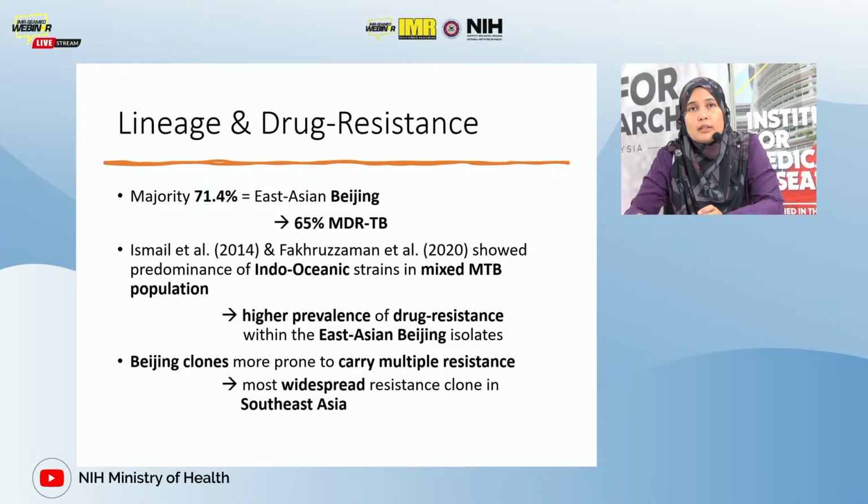Studies by Ismail et al. in 2014 and Farizah et al. in 2020 showed the predominance of Indo-Oceanic strains in a mixed MTB population. But when we look closer at their data, we found that within the drug-resistant isolates, there was also a higher prevalence of the East Asian Beijing isolates. This is in accordance with many studies showing that Beijing clones are more prone to carry multiple resistance and are the most widespread resistant clone in Southeast Asia.